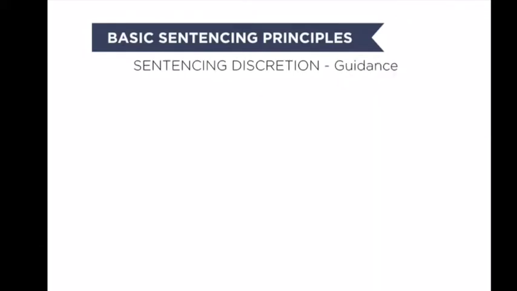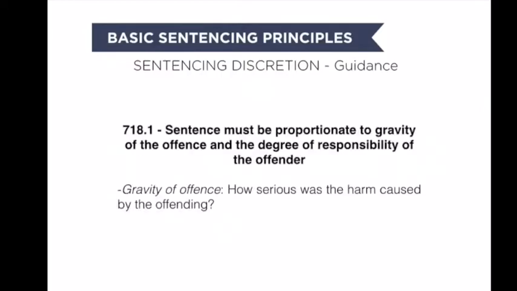But let us say that we are looking at one of the many crimes in the Code, most of them, frankly, that have no specific guidance. So what I mean by that is there is no mandatory minimum, and there are no specific aggravating or mitigating circumstances listed in relation to the offense. Where do we go from there? Well, without question, the most fundamental principle of sentencing, and that's what it's called, is that the sentence must be proportionate to the gravity of the offense and the degree of responsibility of the offender.